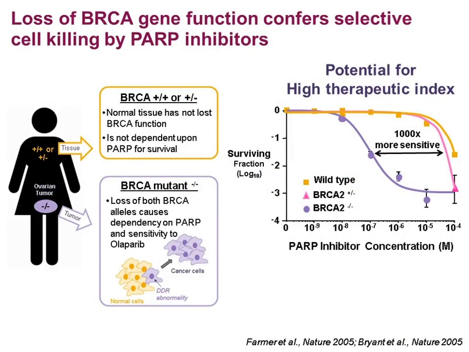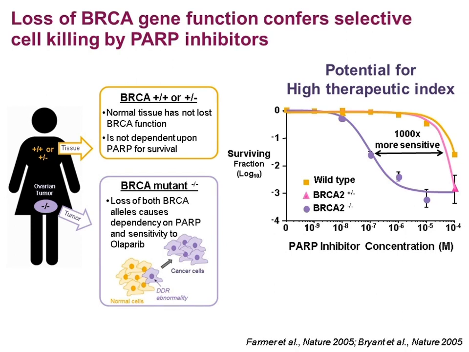And the one really great example of synthetic lethality is the sensitivity of cells that have lost BRCA gene function, the BRCA genes being involved in homologous recombination repair, double-strand break repair, and that have been linked to increased risk of both breast cancer and ovarian cancer, as well as prostate cancer in men. And in 2005, two back-to-back papers in Nature demonstrated this amazing level of sensitivity of BRCA-deficient cells to PARP inhibitors.